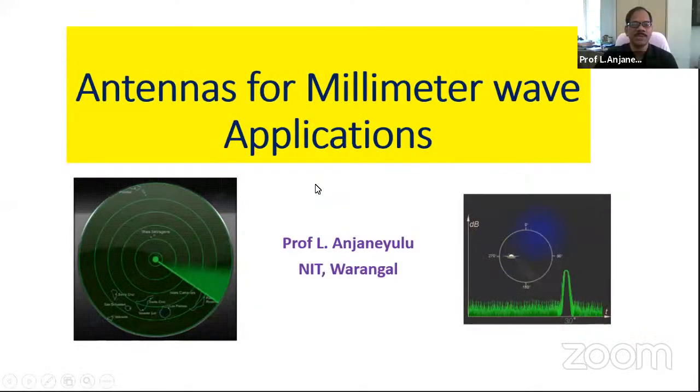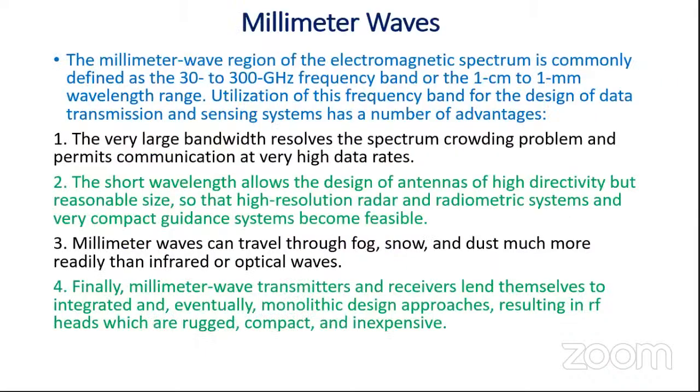I have been given the responsibility of talking on antennas for millimeter wave applications. As you know, the millimeter wave region is the 30 to 300 gigahertz frequency band, having very small wavelengths, from roughly 1 centimeter to 1 millimeter. Okay, that is the wavelength range.